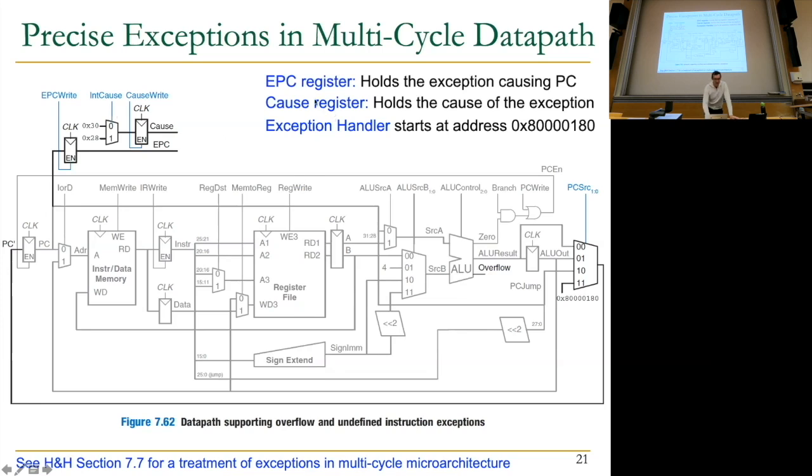So basically, there's a cause register, and then there's an exception handler that starts at this address in the system. So this is a general purpose exception handler. What happens is when an exception happens, the cause is set, and the exception-causing PC is recorded in the EPC, and then the machine jumps to the exception handler. This exception handler later checks what kind of exception it is by querying this cause register. Okay, does that make sense?